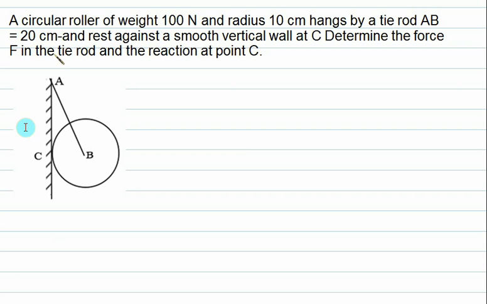Okay, we have been given one circular roller. This one is the circular roller. What is the weight of this one? The weight is 100 Newton. The radius is 10 cm. This one is a rod, and the length of AB is 20 centimeters. The first thing you tell me: because of this self weight, will the length of AB increase or decrease? Increase. If the member length increases, is this member in tension? So you have to show tension.